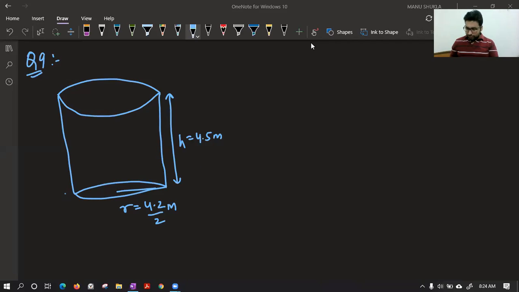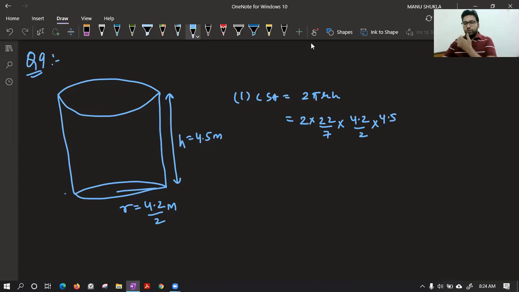Now what the question is asking: find the curved surface area of the closed cylinder. So we have to find the CSA first in the first part. CSA we all know is given by 2 pi RH. Just put the values: 2 into 22 by 7 into R. R is 4.2 upon 2, into H, that is 4.5. So I told you, try to avoid these decimals. Remove this decimal, it becomes 20. Remove this decimal, it becomes 10. Okay, now see what we can solve in that part.